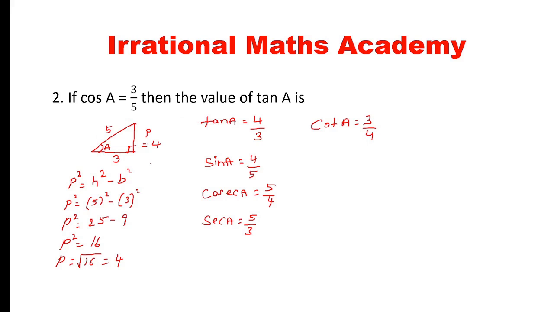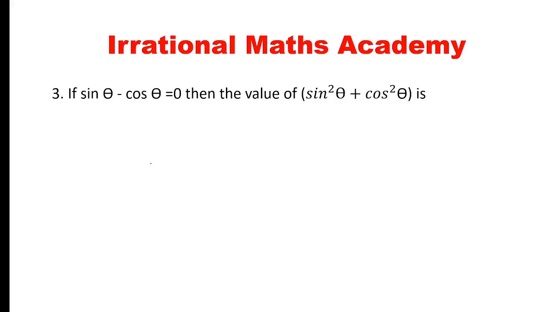I hope you understood. Next, if sin theta minus cos theta equal to 0, then the value of sin square theta plus cos square theta. Even without the condition, I know this identity, that sin square theta plus cos square theta value is 1. If it is a multiple choice question, directly you can write it as 1.